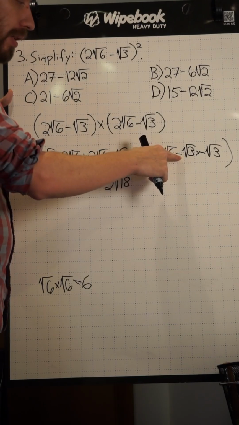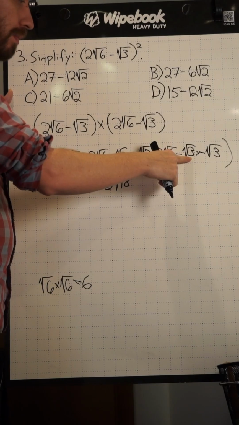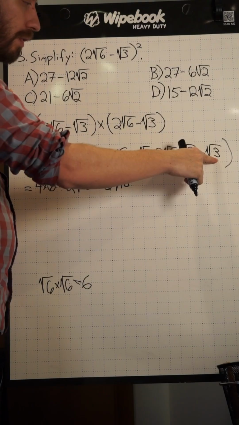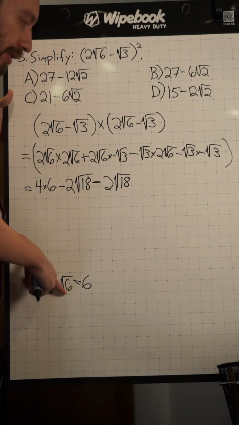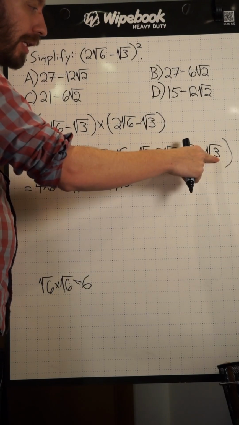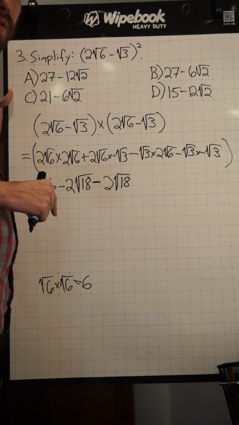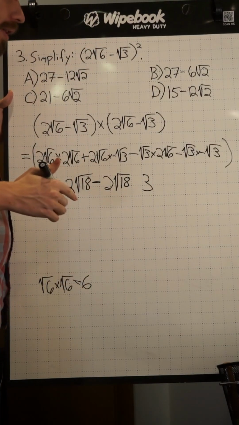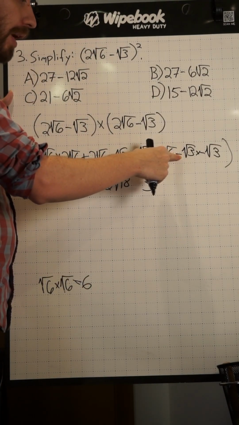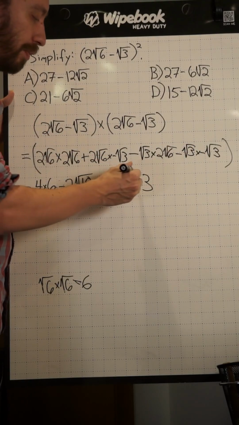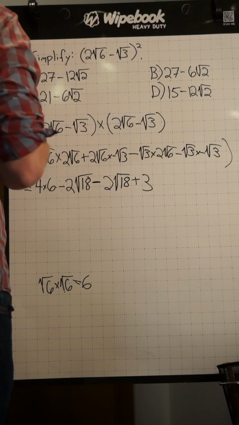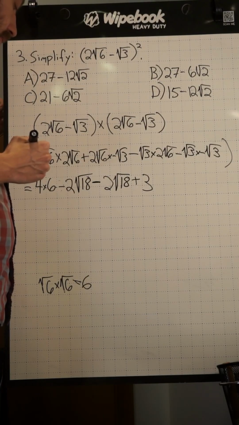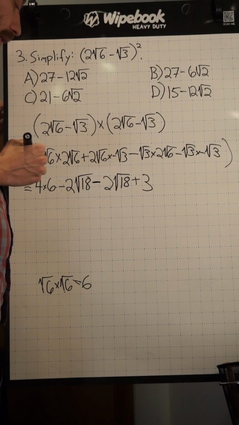Okay, and then finally, we have minus square root of 3 times minus square root of 3. Okay, so just like the 6's, if we have square root of 3 times square root of 3, what will it give us? It will give us 3. Okay, and then for the sign, right, we have a minus times a minus, that will give us a plus. So we have plus 3. Okay, so now we can continue to simplify these.